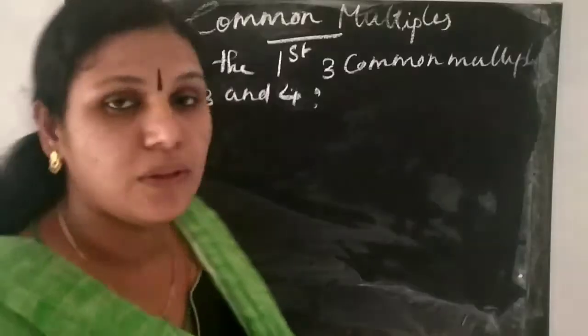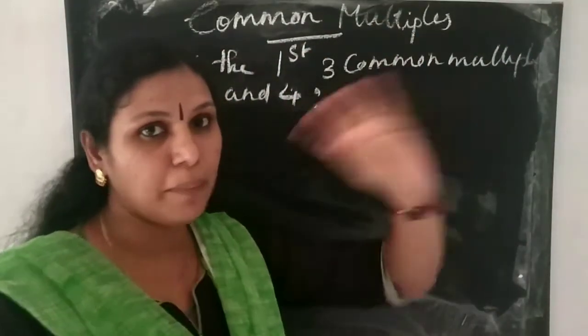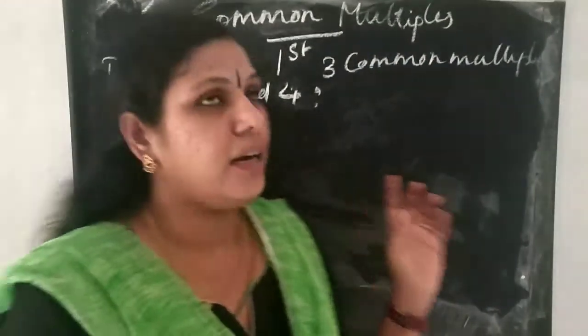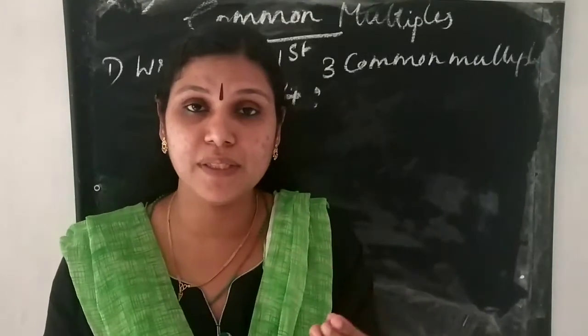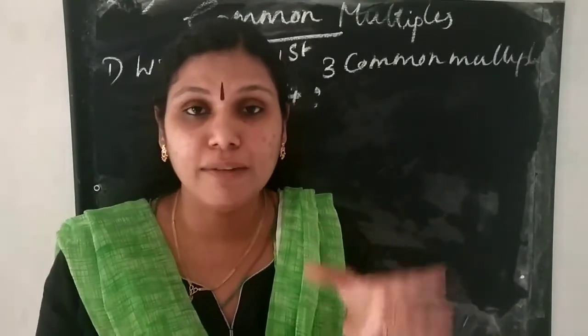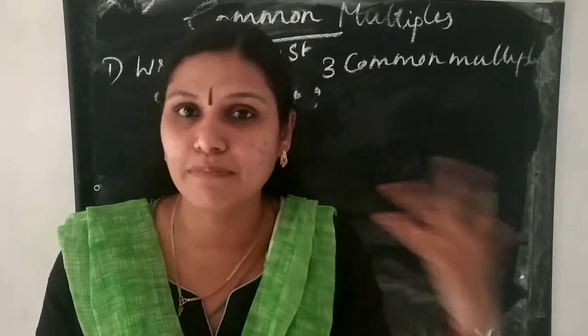Okay. So children, next we are going to study common multiples. Common multiples means, among the multiples of different numbers, the multiples which are common to them are the common multiples.